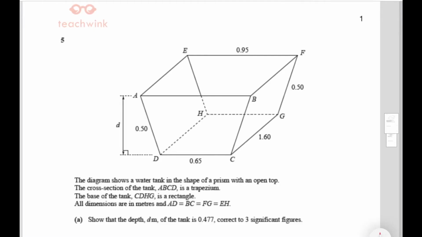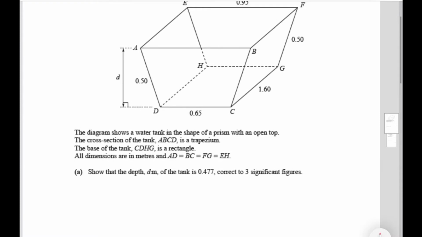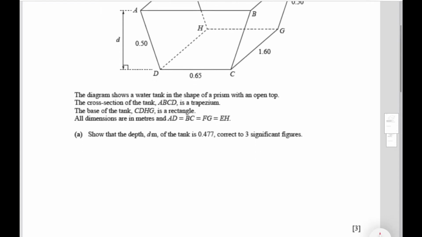In the question they've given us a prism. The question reads, the diagram shows a water tank in the shape of a prism with an open top. The cross-section of the tank ABCD is a trapezium. The base of the tank CDHG is a rectangle. All dimensions are in meters and AD equals BC, which is equal to FG, which is equal to EH. Part A says show that the depth DM of the tank is 0.477, correct to three significant figures.